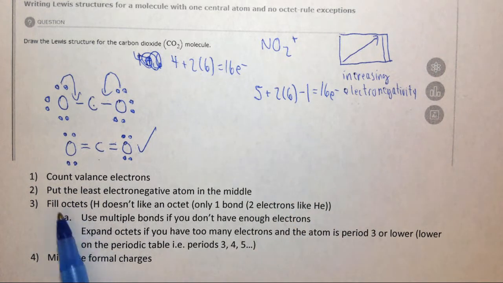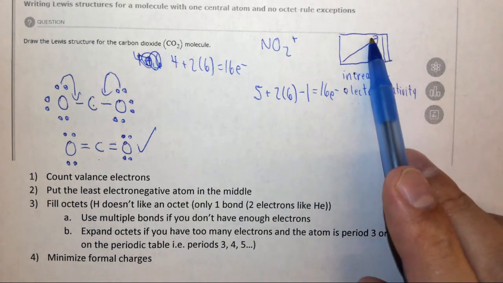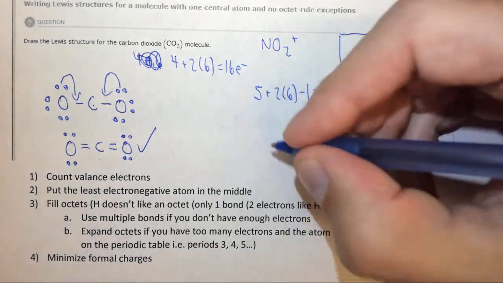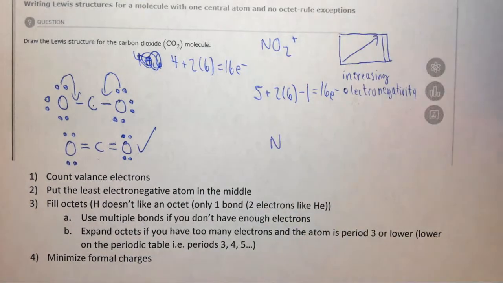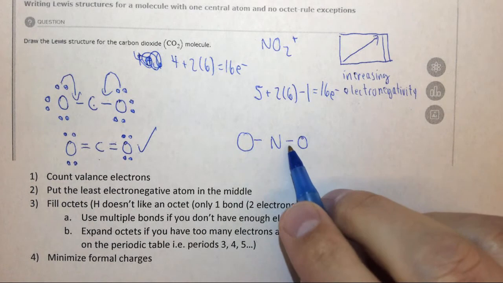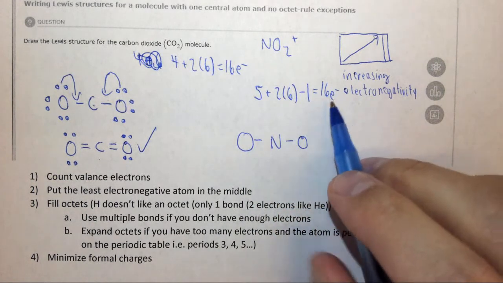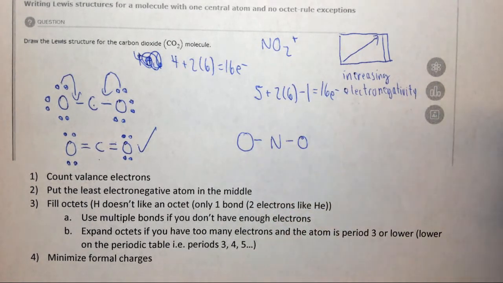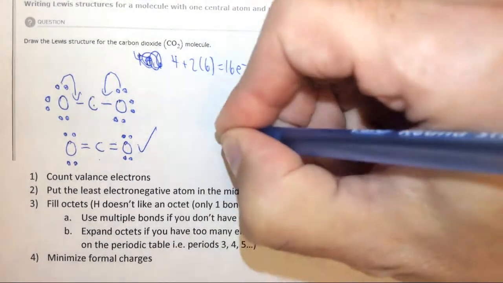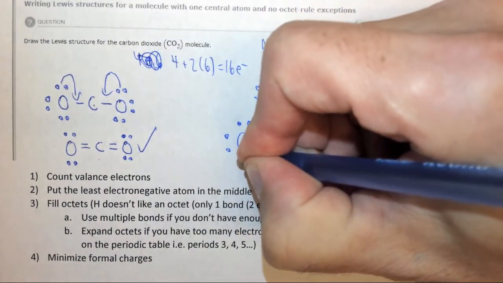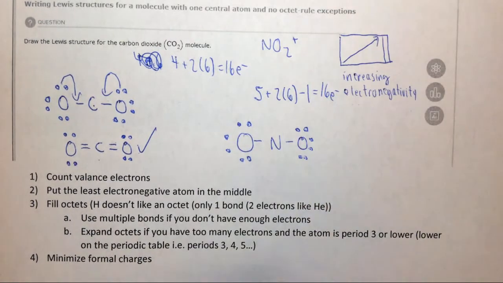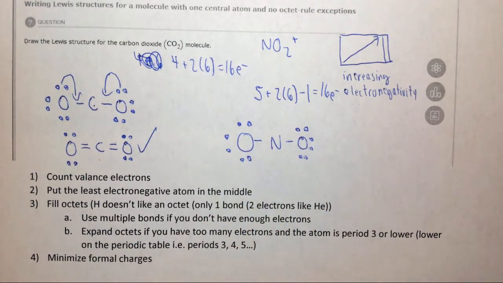So let's look here. Put the least electronegative atom in the middle. Nitrogen's here, oxygen's next to it. Nitrogen's further away from fluorine than oxygen is, so nitrogen is the least electronegative. Nitrogen in the middle. Bond to an oxygen, bond to an oxygen. I've again used 4 of my electrons. I have 12 left. If I put 8 electrons around each oxygen, like so, I end up with full octets on oxygen.